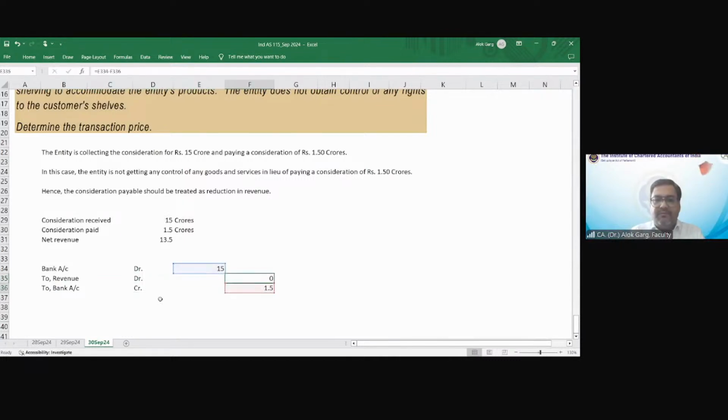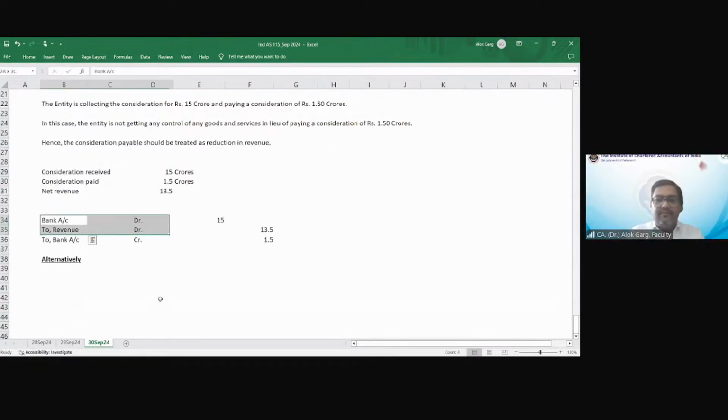15 minus 1.5. Alternatively, what could be the accounting entry? Alternatively, what is the accounting entry alternatively? Bank account debit 15 minus bank account debit directly 13.5 crore. Okay, this is the accounting entry.